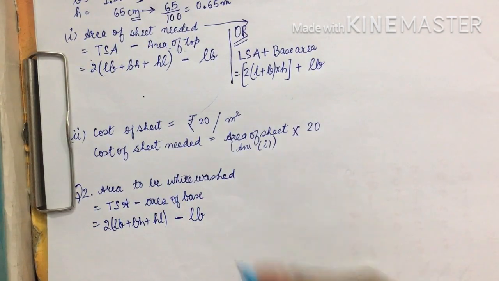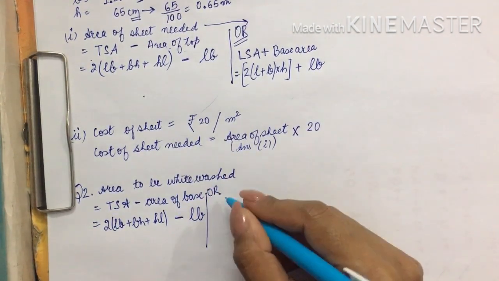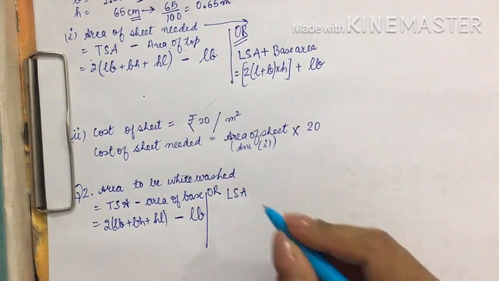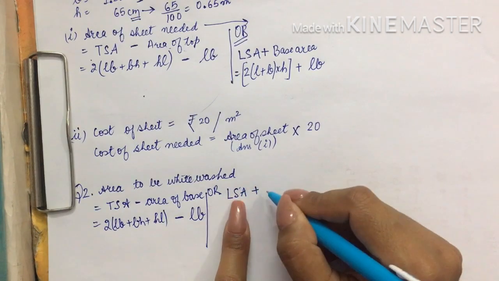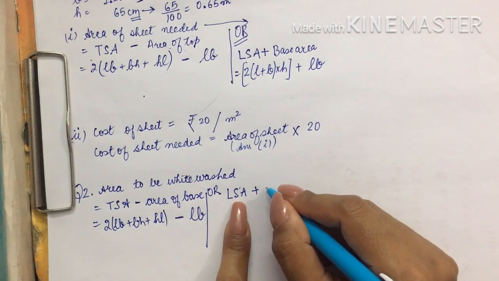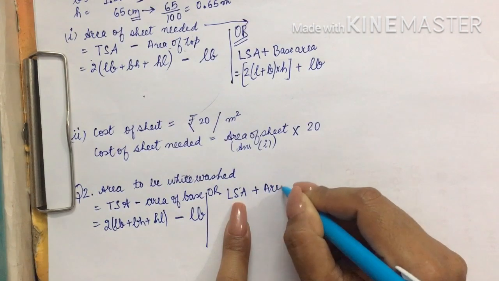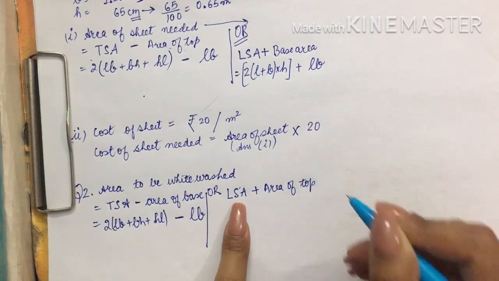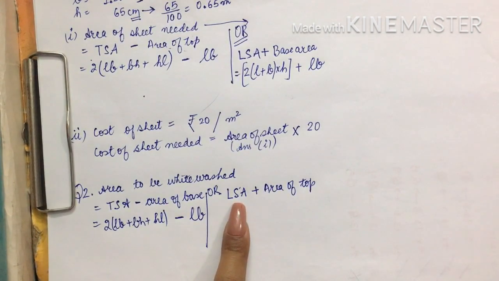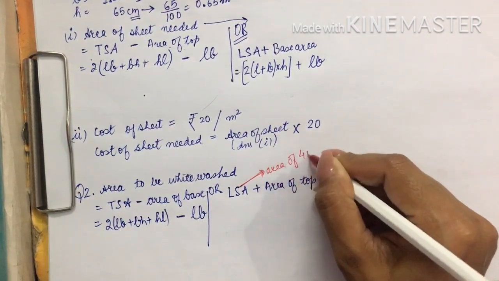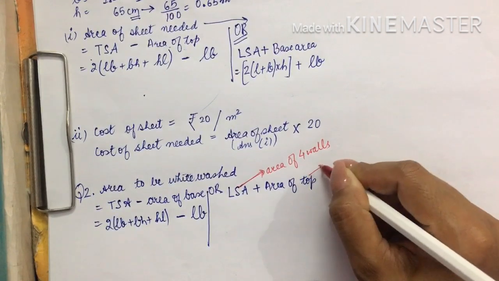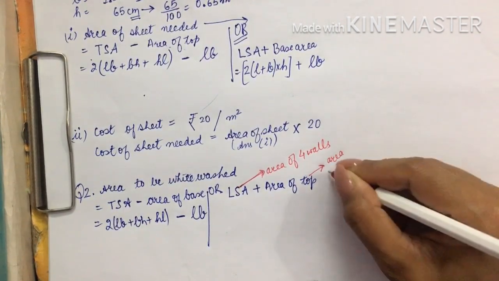Or you could use the area of the 4 walls plus the area of the ceiling. So area of the 4 walls is the lateral surface area, and the area of ceiling is the area of top. So just for reference, you can remember that the lateral surface area is the area of 4 walls and area of top is the area of ceiling.